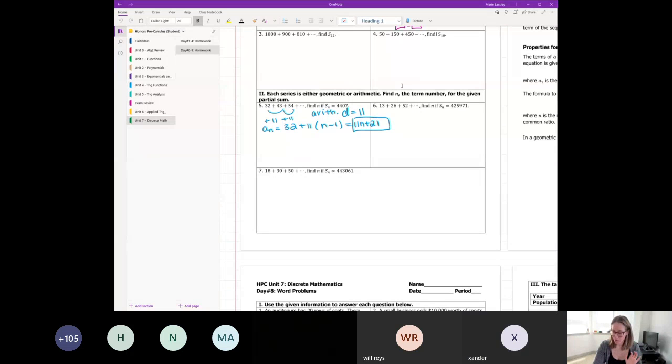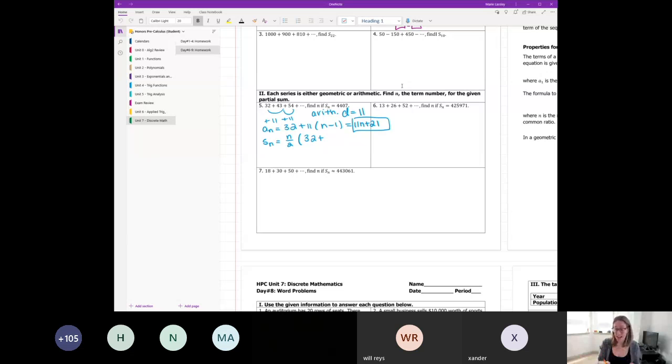Now we don't know what term number we're looking for yet, so we're just going to generically fill out our sum equation. So our sum equation looks like this. It's n over 2. We don't know what n is. And then it's the first term, which is 32, plus the a sub nth term.